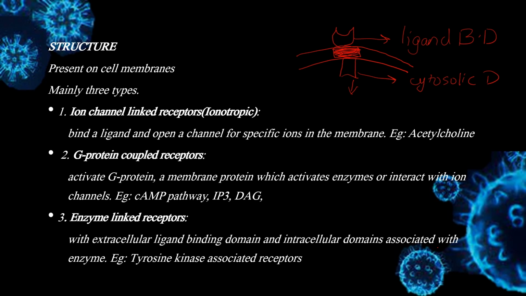The second one is G protein coupled receptors. They activate a G protein, a membrane protein, which activates further downstream enzymes or interacts with ion channels, for example cAMP pathway, IP3, DAG. And the third one is enzyme linked receptors. They have an extracellular ligand binding domain and intracellular domains associated with enzyme, for example tyrosine kinase associated receptors.